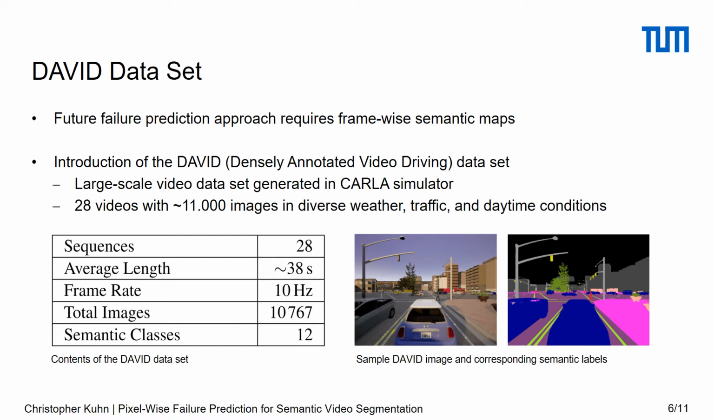To this end, we introduce a new dataset, the Densely Annotated Video Driving DAVID dataset, a large-scale video dataset generated in the CARLA simulator. It contains around 11,000 images in a total of 28 video sequences in diverse weather, traffic, and daytime conditions. This allows to evaluate and test approaches like the proposed future failure prediction approach in a large-scale environment.